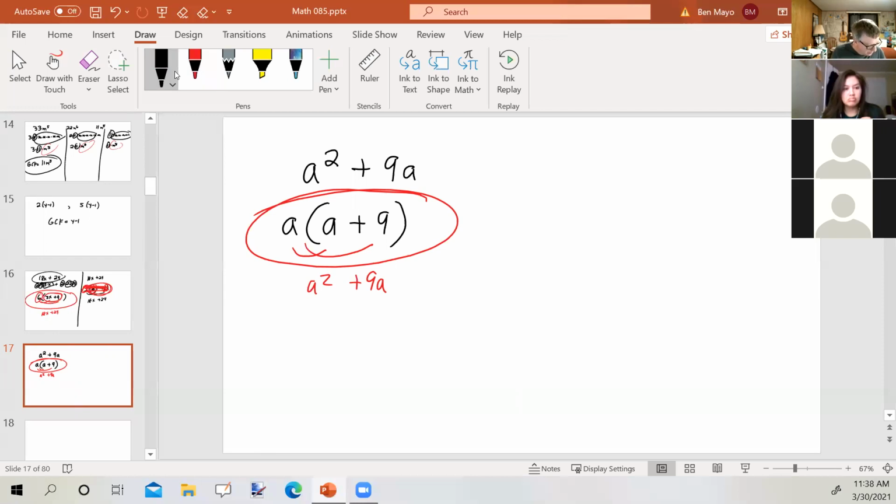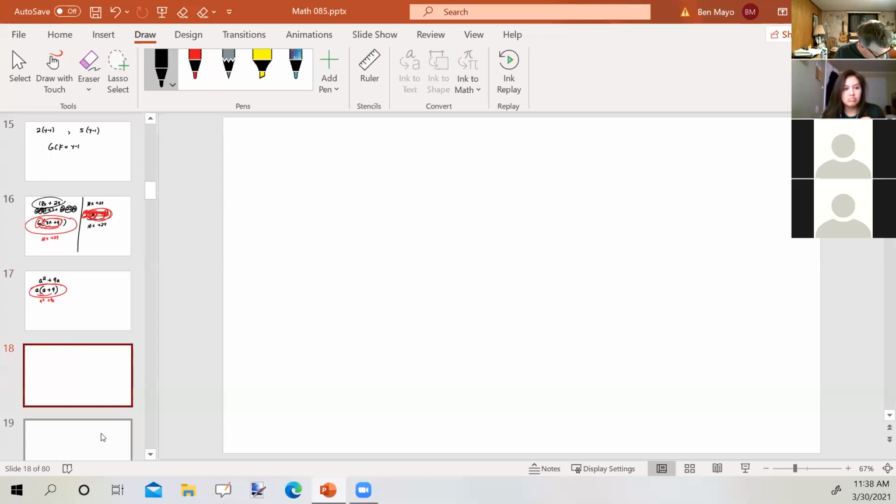I'm just going to keep going with examples. If you have questions, please ask. Let's see here. How about this? 27a squared minus 9a plus 9.